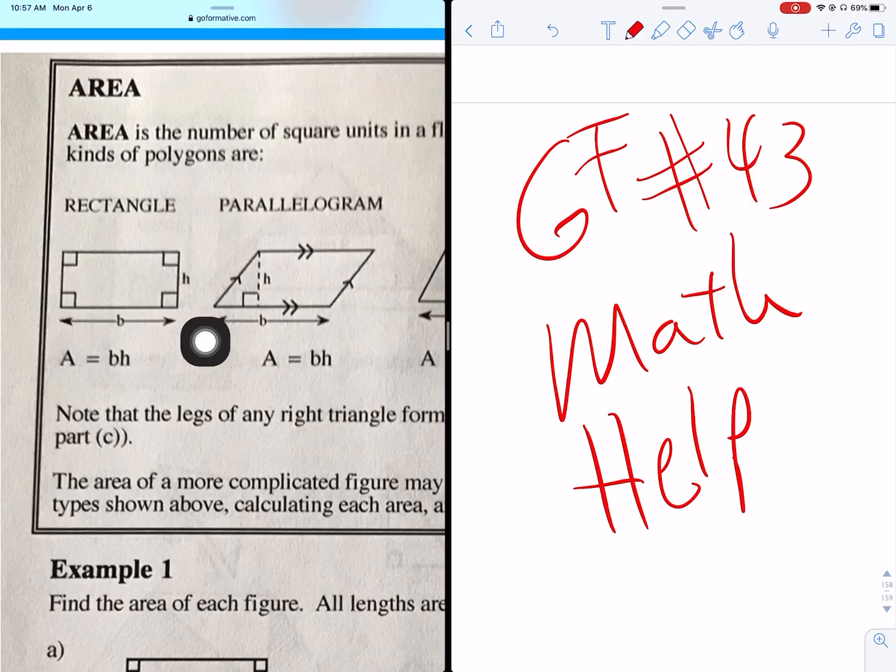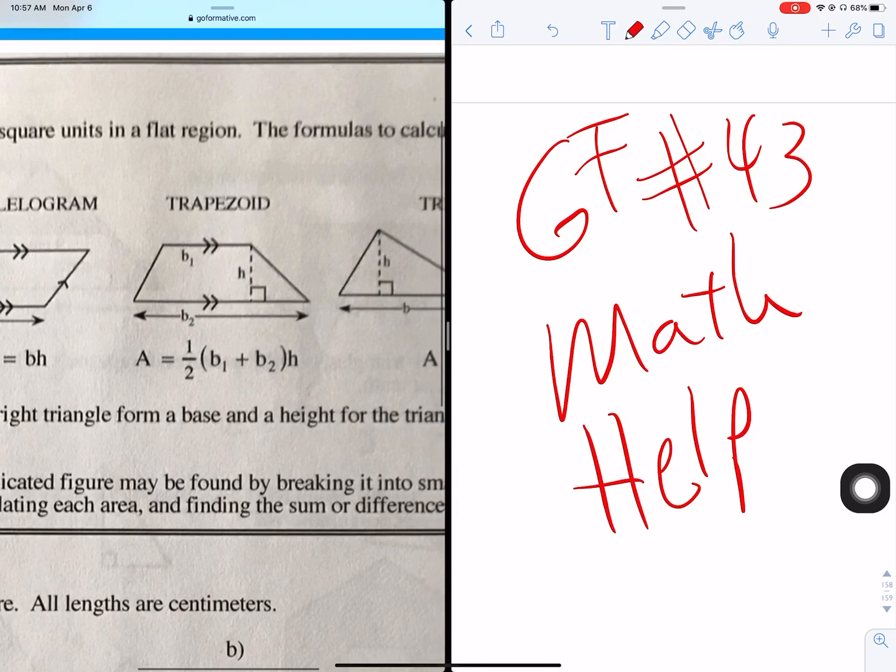Parallelogram, you take this number and times it by this number. Okay. This is a trapezoid. It's a little more complicated equation. However, base 1, base 2. Base 1 is going to be the top. Base 2 is the longer one. Add those together and then cut it in half. It's like finding the average of the two bases. So if that's 10 and that's 20, you got to do 10 plus 20 make 30. Cut it in half, it's 15. Once you have that number, then times that by the height, and that'll be the trapezoid.